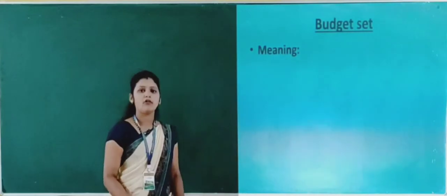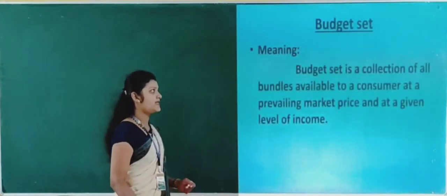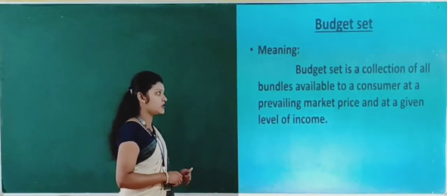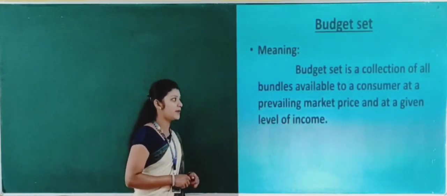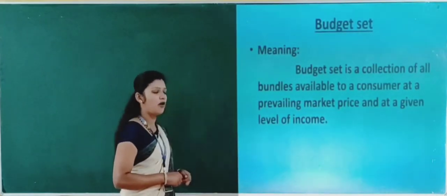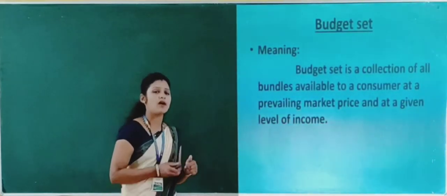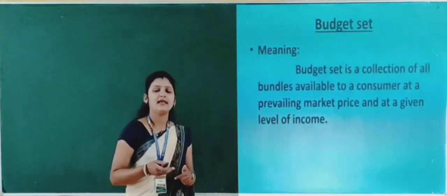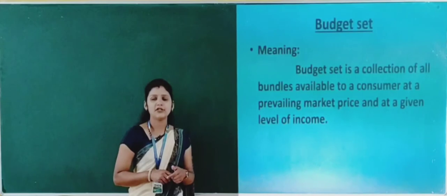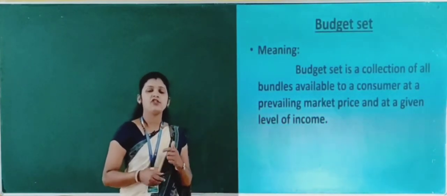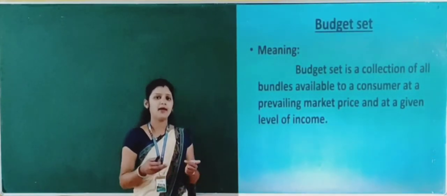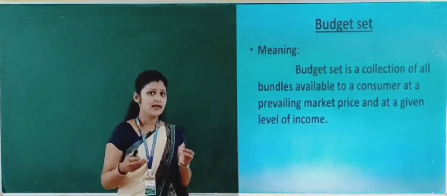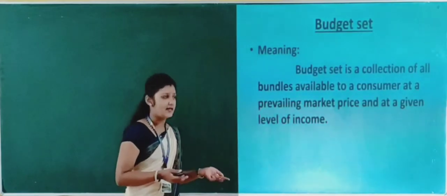Now see the meaning of budget set. Budget set is a collection of all bundles available to a consumer at a prevailing market price and at a given level of income. What is the budget line there? The budget line is a graphical representation of two commodities which are purchased with a given income and price. Then what is the budget set here?